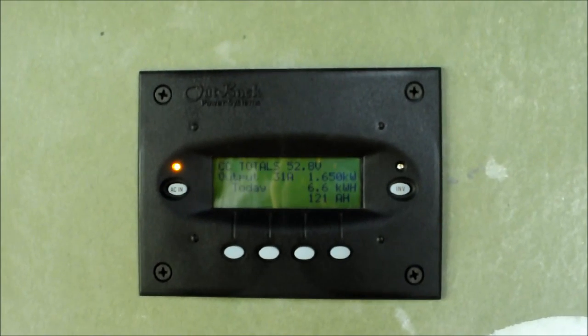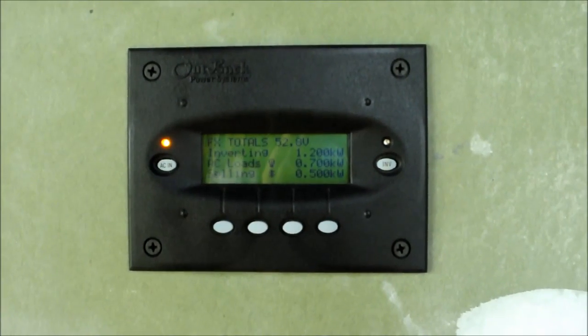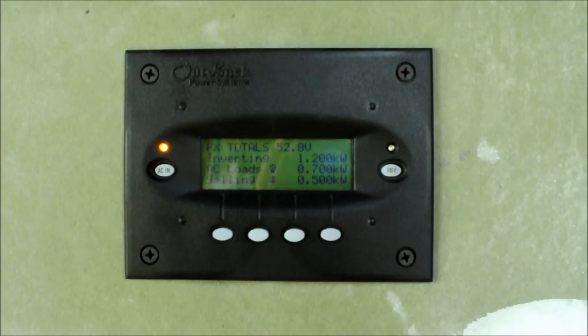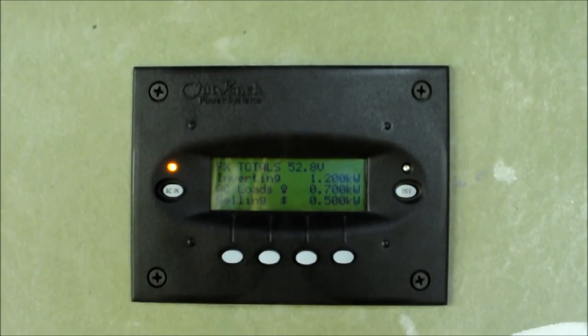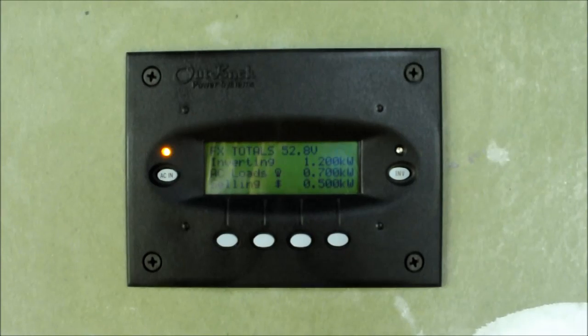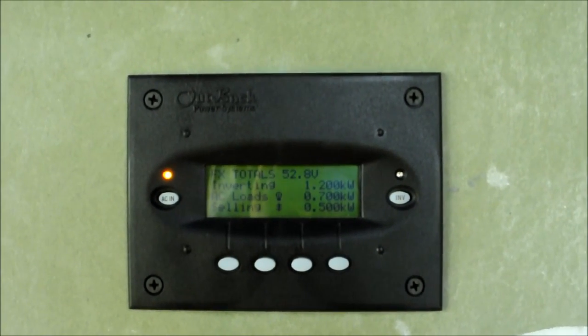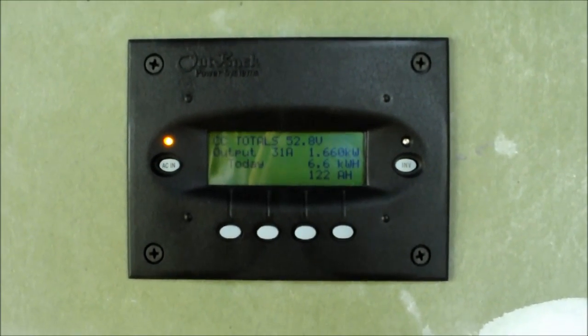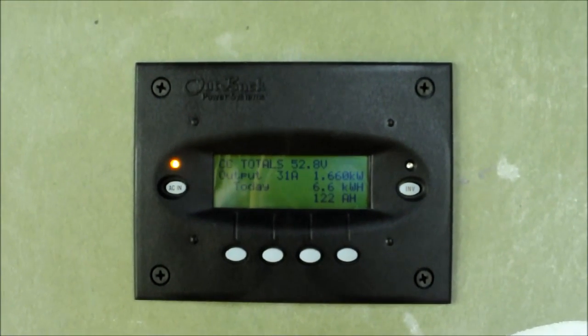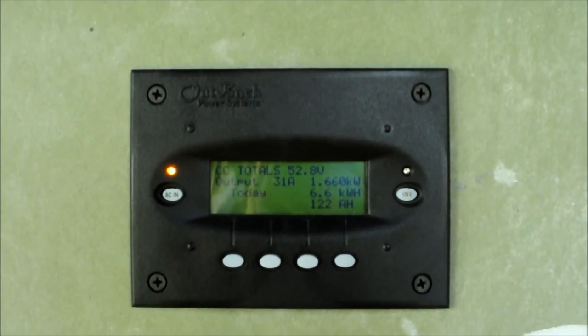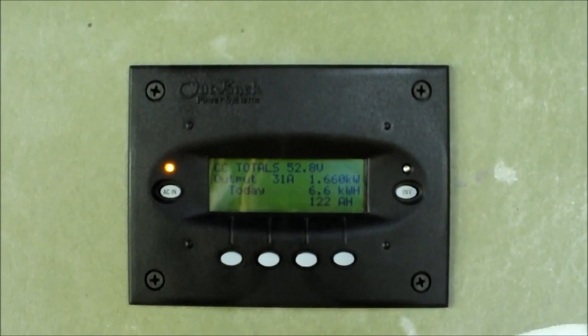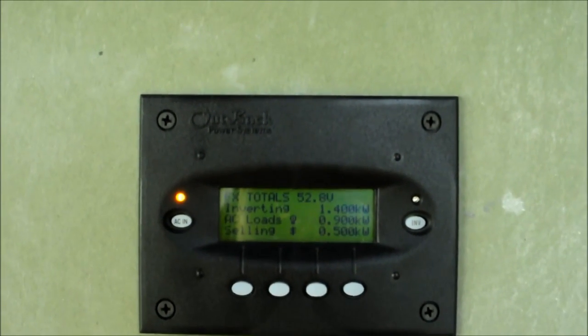Alright, so that's the Outback Mate. This is the computer that controls the inverter, charge controller, and everything. Right now I'm selling 500 watts. This is a grid interactive system. So right now I'm producing nearly 1700 watts of power, and for the day 6.6 kilowatt hours, and it shows you how much you're using, how much you're actually inverting. And so we'll go outside and take a look at the rest of it.